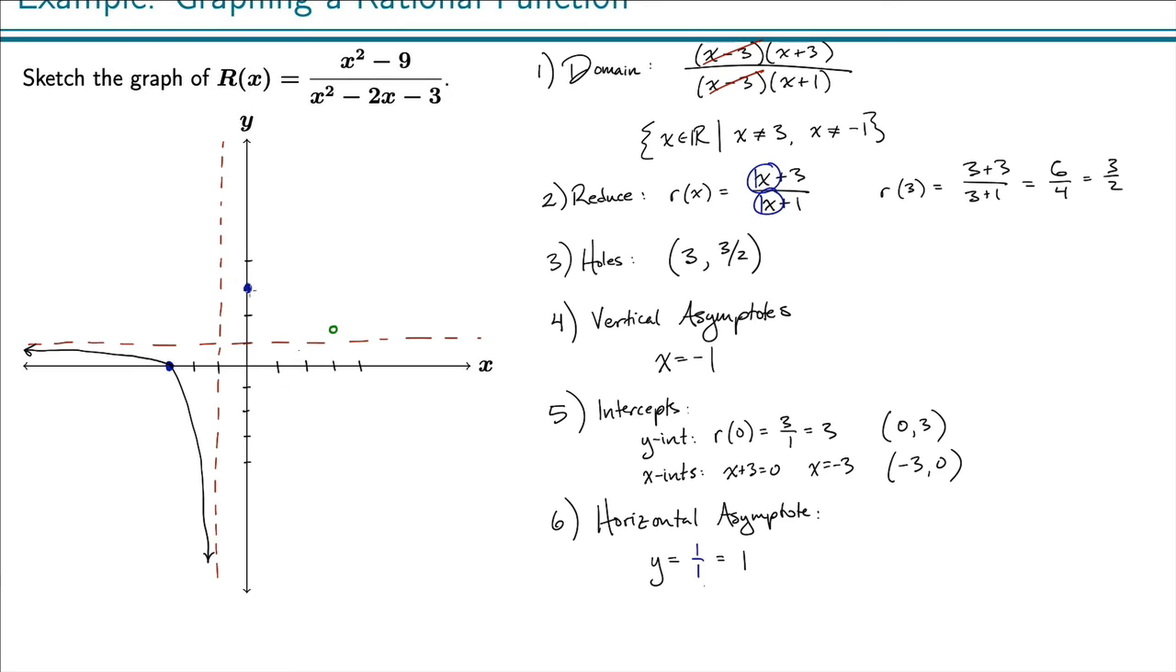And then we've got to go through this point. So we have to start up here. If we start down here, we would cross the x-axis. So start up here. Pass through, hit our hole, keep going, and follow the horizontal asymptote. So there's our graph of our rational function.